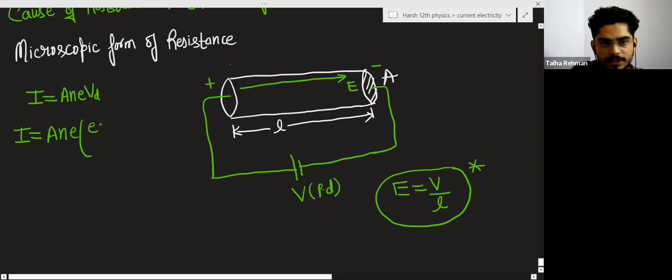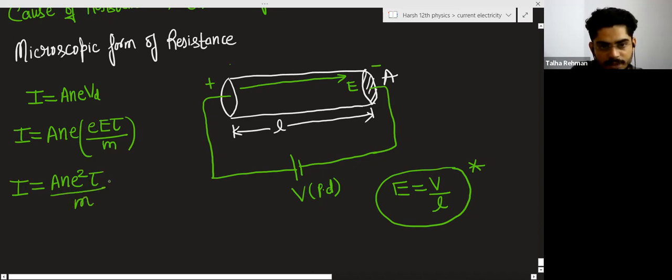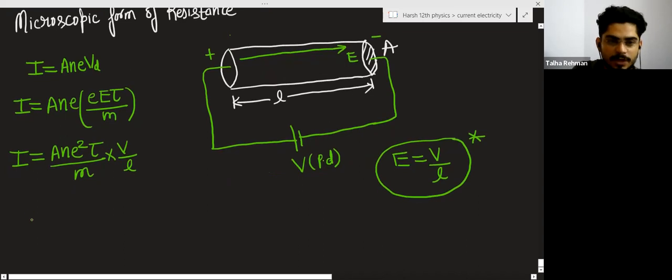You can write this. So I is equal to A N E times the drift velocity, which is E tau divided by mass of electron. Yes, sir. From here, I can write A N E square, and here we will have tau divided by M, and instead of E I can write V divided by L. Now take V this side. I divided by V is equal to A N E square tau by M L.